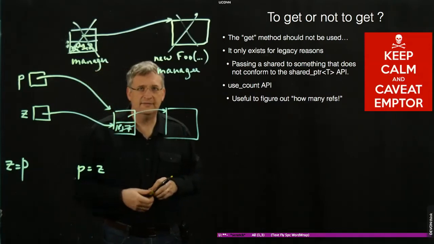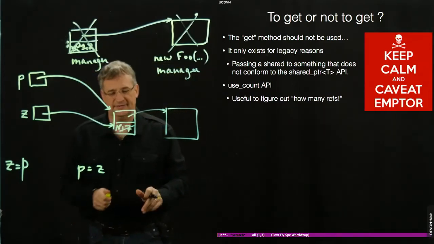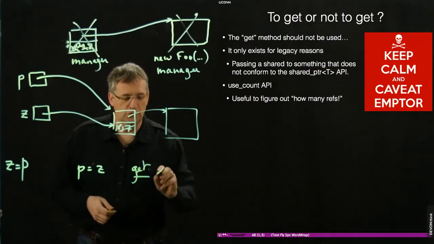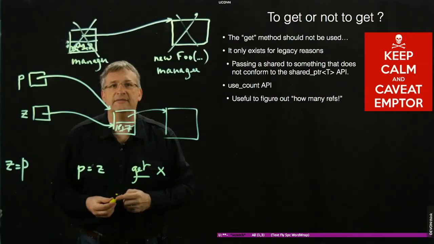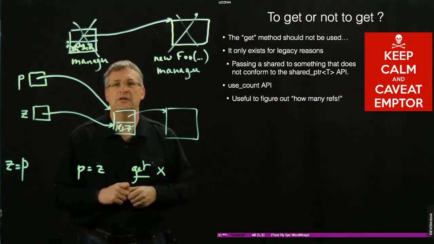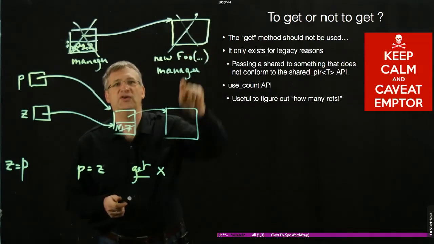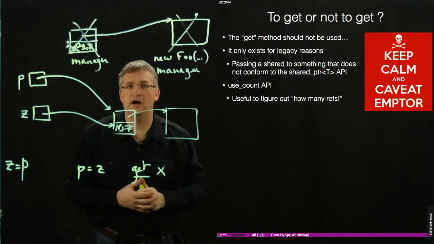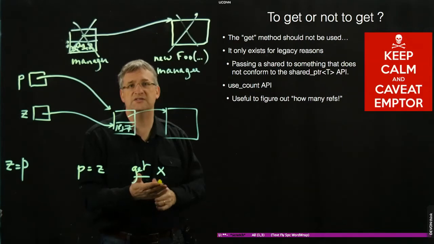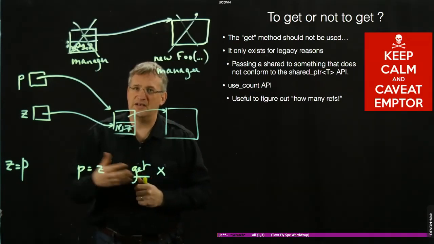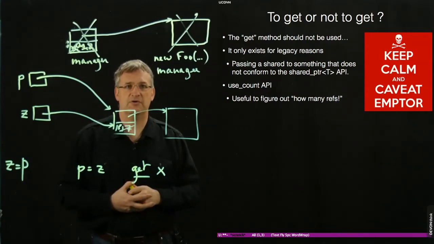So once again, there is a method get. And once again, I have to tell you, do not use get. Get is not there for you to use. It's just for legacy reasons. If you want to pass a pointer to such a thing to a library function that knows nothing about shared_ptr, the only way to do that safely is to actually call get to get a raw C pointer and transfer ownership. Or at least pass along, share ownership with that library for a little while.